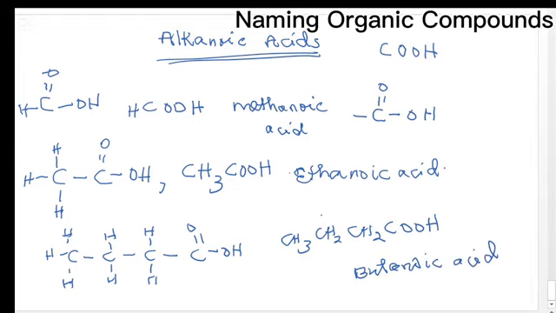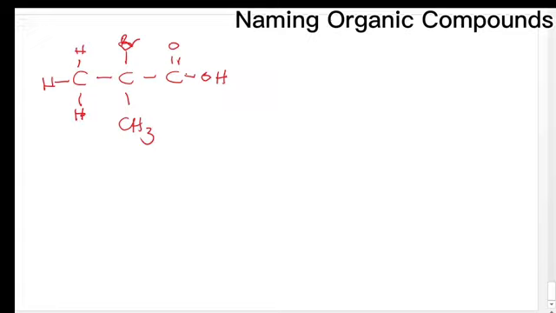Now let me add some substituents. I have a CH3 here, and I have a Br here, and I have double bond O with one OH. So this is an organic compound, an alkanoic acid. This can be written as CH3, C, CH3, Br, you can write it this way, COOH. Okay, so how do we name this?